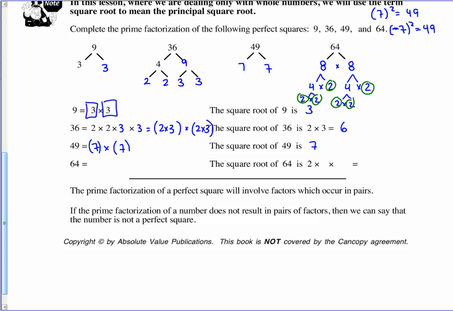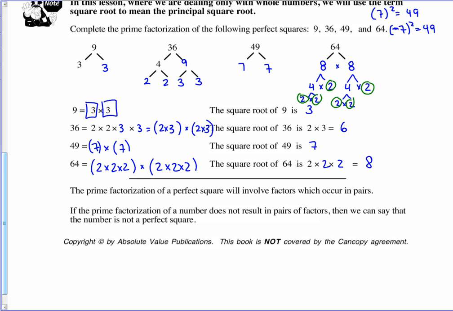So all our prime numbers, 64. Can we split into 2 equal groups? If there's 6 2's, how many would be in the first group? 3 of them, and then 3 of them. And so the square root of 64 would be 2 times 2 times 2, one of the groups, which equals 8. 2 cubed is 8.